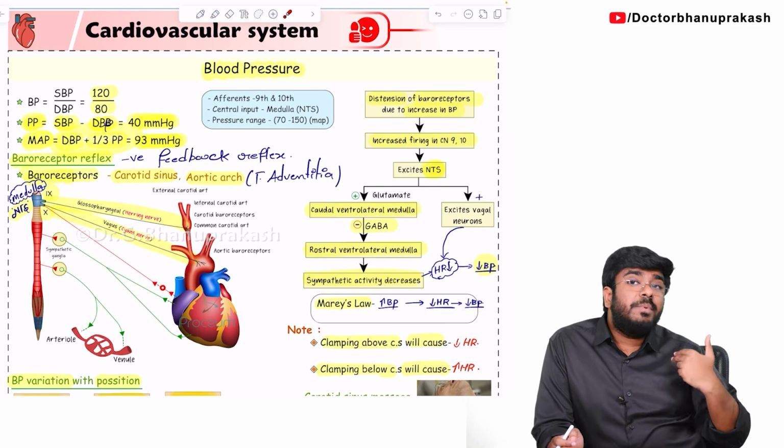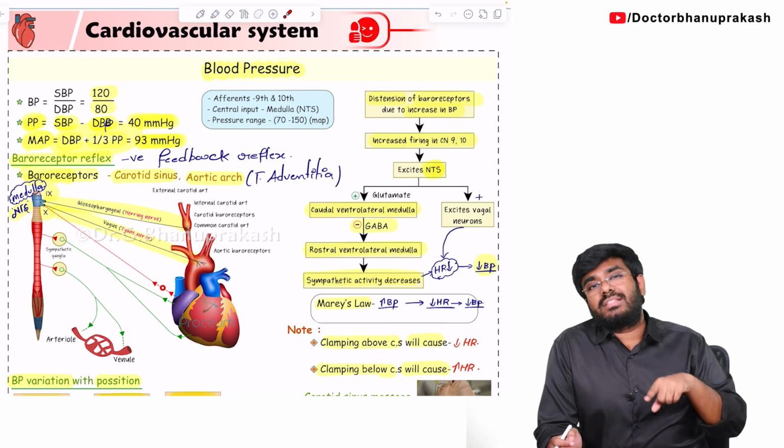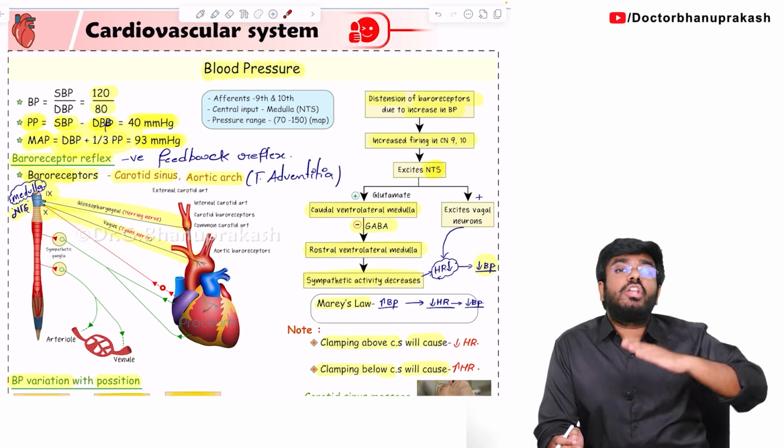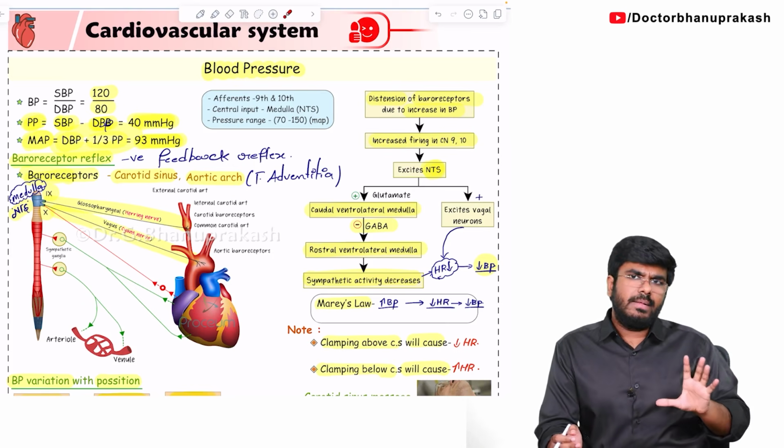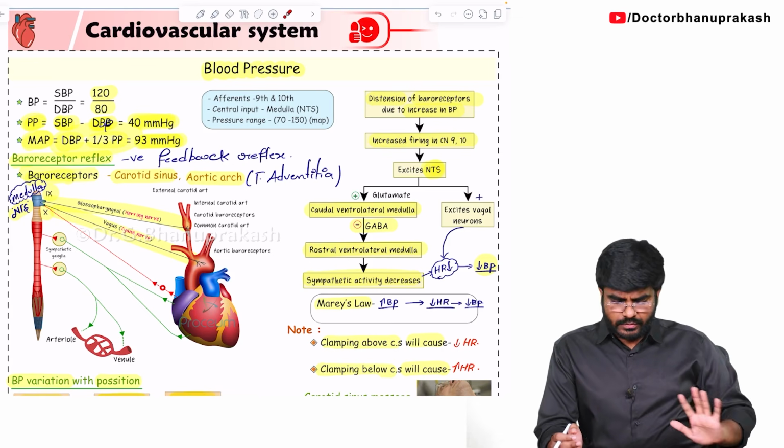With your respiration, the BP can fluctuate. Those fluctuations are called the Traube-Hering waves, and with the position also your BP can fluctuate because of either activation or inhibition of the baroreceptors. Okay, so with this, the topic is completed.